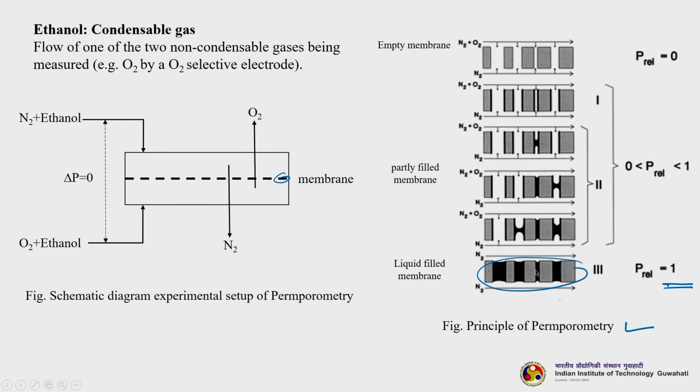Then what is the next step? We are decreasing the pressure. So, your relative pressure is somewhere between 0 and 1, and slowly we are decreasing it. You can see the largest pores will be emptied first, then the smaller pores are getting emptied at a certain decreasing pressure. Then when the relative pressure equals 0, there is no liquid, everything has gone out, and we have a completely empty membrane. So, what we understand is that by decreasing the pressure slowly, we can find out the pore size distribution.